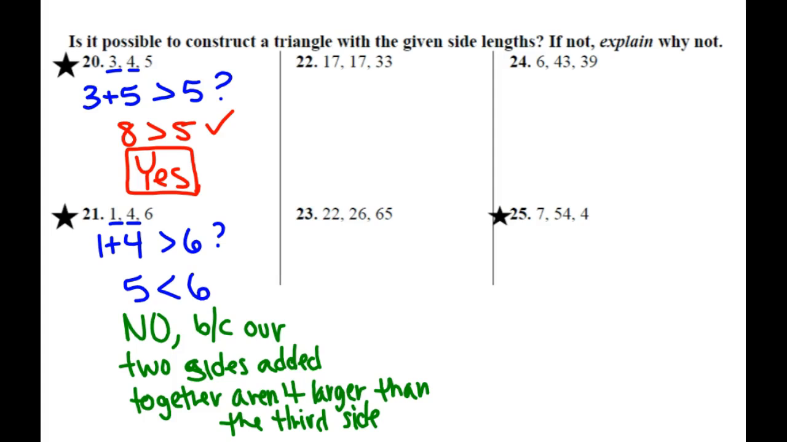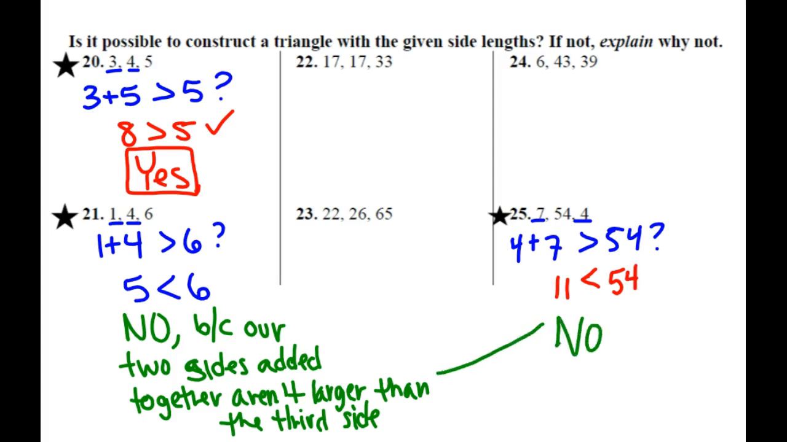Okay, now let's look at 25. 25 is a little bit different because we didn't put them in order from smallest to largest: 7, 54, and 4. Remember, we're not looking at the first two numbers, we're looking at the two smaller numbers. Is 4 plus 7 greater than 54? Well, hopefully you can see it without even doing the math. 4 plus 7 is 11. That is way smaller than 54. So can we make a triangle? No. And there's our same explanation over there.